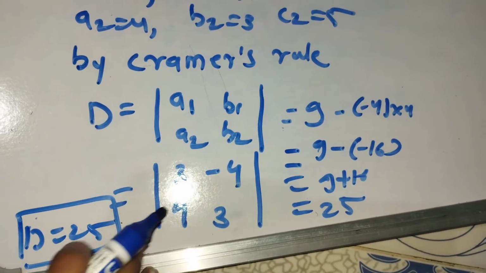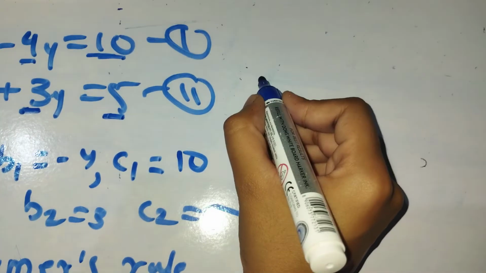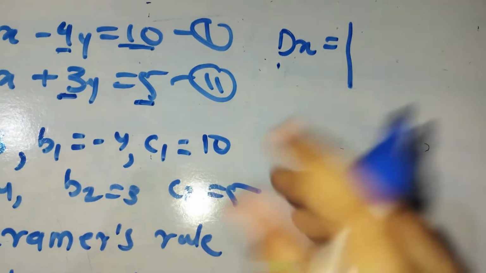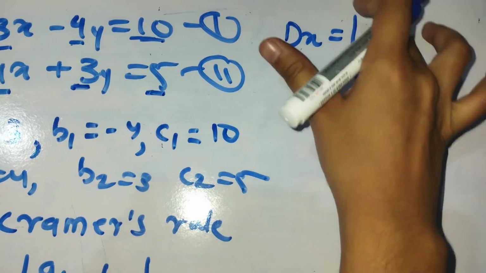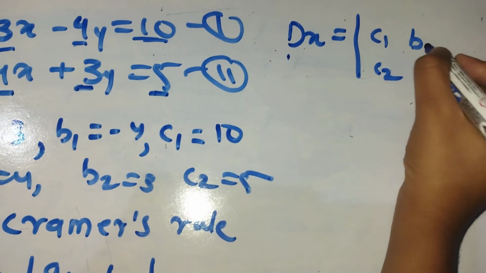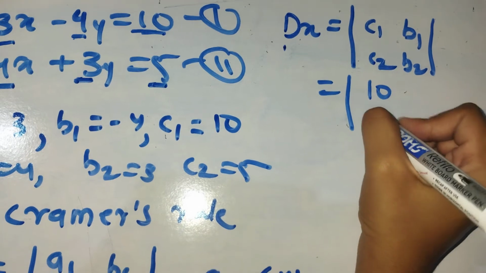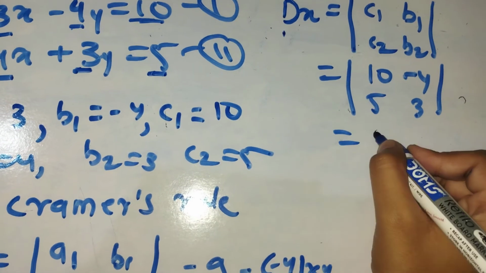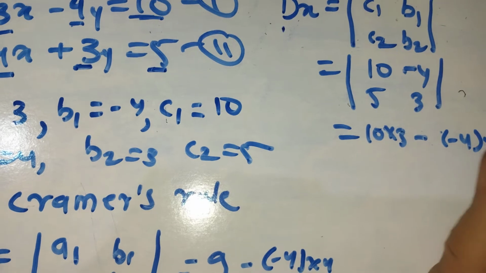Now we find out the dx value. So what was the formula of dx, which I already told you? Take the formula as it is, just replace your first column with the constants C1 C2, and the second column will be as it is, B1 B2. So your constant terms are 10 5, B1 is your minus 4 and 3. 10 multiplied by 3 minus, and minus 4 multiplied by 5.